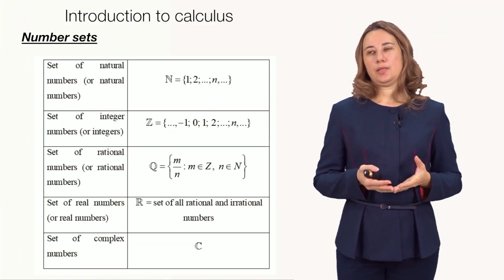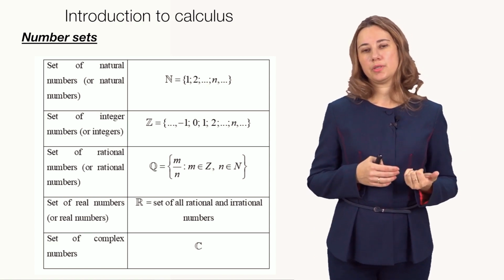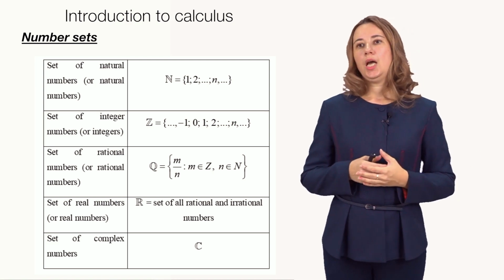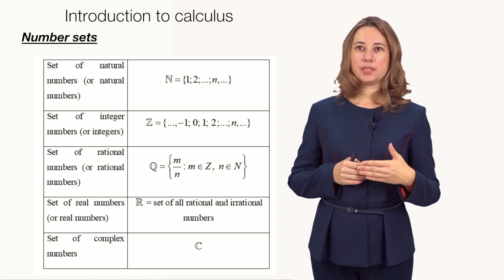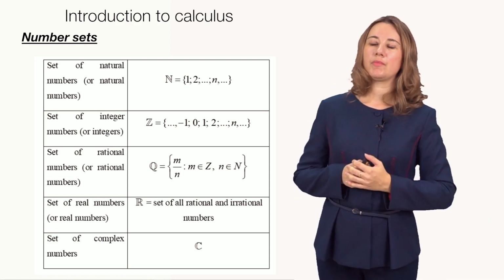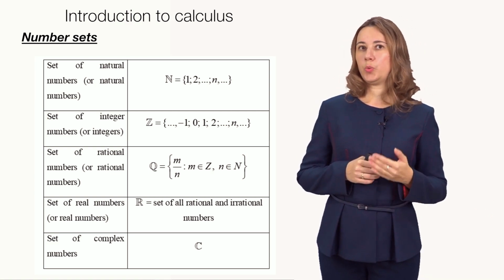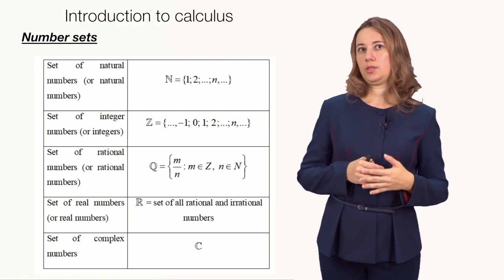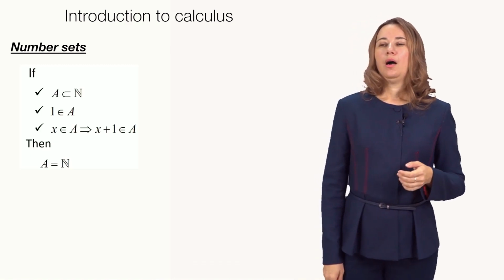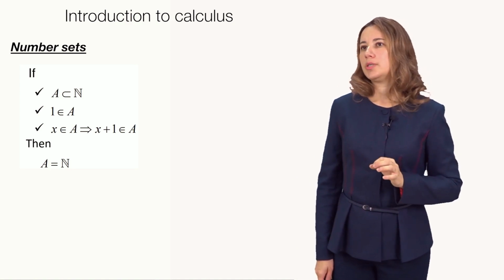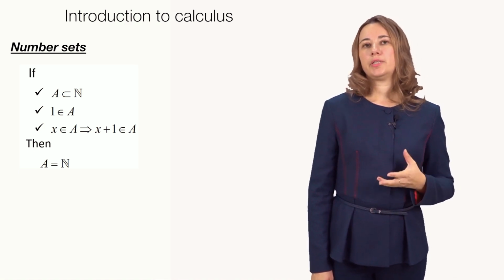The most important sets which are considered in mathematics are sets of numbers, or number sets. Let's start with such a set as the set of natural numbers. This set contains the numbers 1, 2, that is 1 plus 1, 3, that is 2 plus 1, and so on. It is worthwhile to say that the set of natural numbers has the following characteristic property.